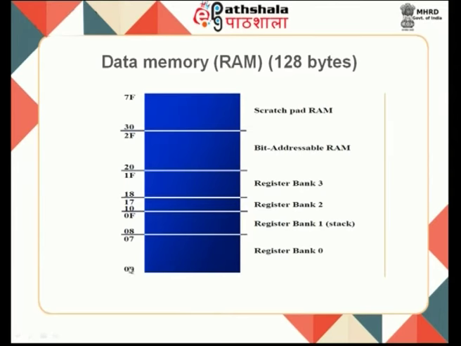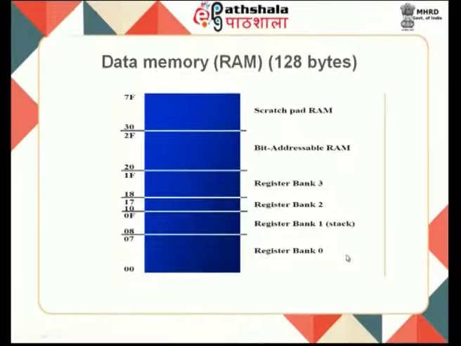So, now when I am looking at 00 to 07, that means 8 locations which will be used for register bank 0. I will have only 8 registers. These registers are either stored in this place, or 08 to 0F, or 10 to 17, or 18 to 1F.